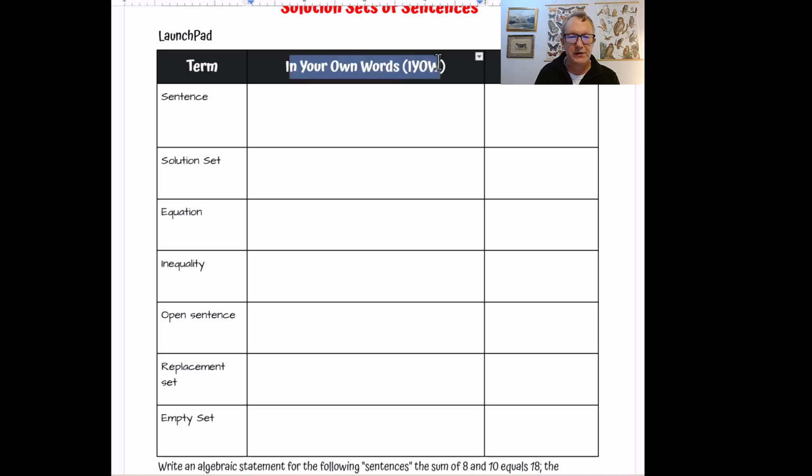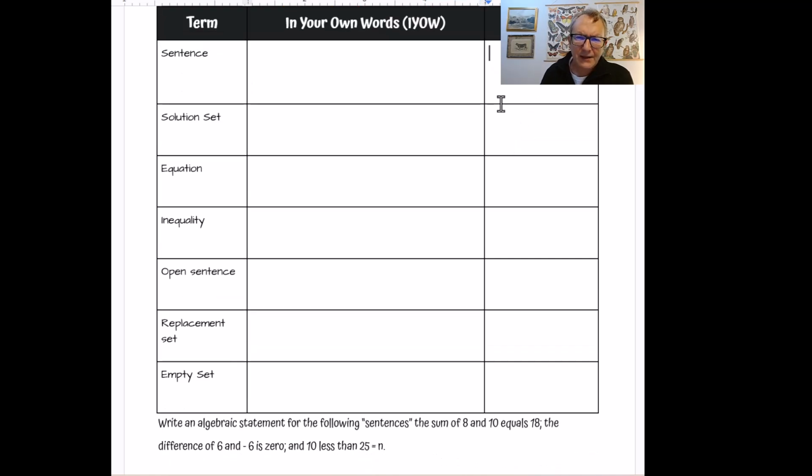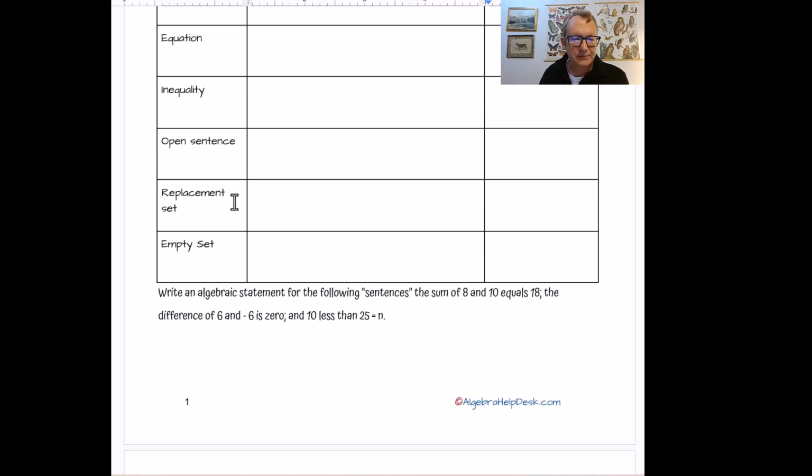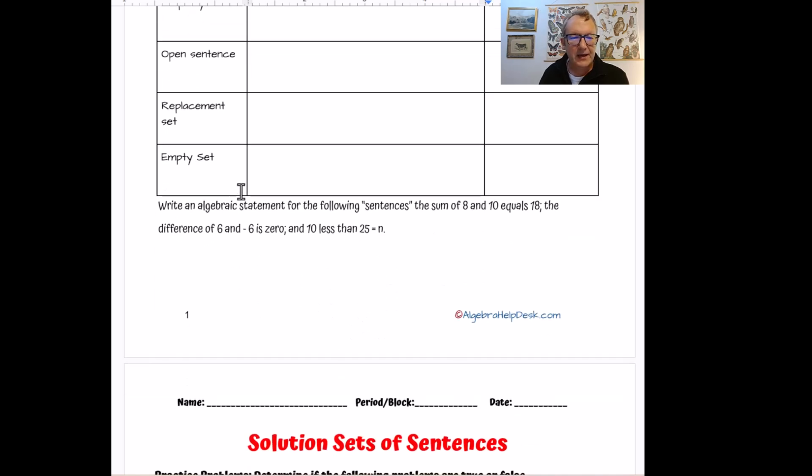We want our students to put these definitions in their own words, so like a sentence. Well, we want a mathematical definition of a sentence. We want an example. And these terms are all from our Google slide deck: sentence, solution set, equation, inequality, open sentence, replacement set, and empty set.